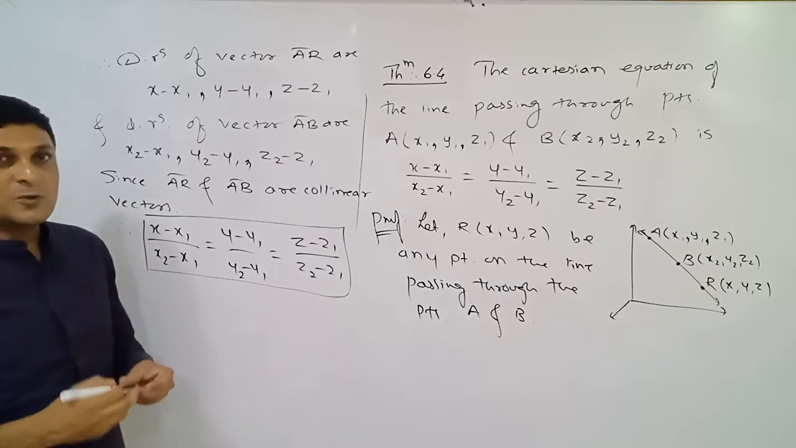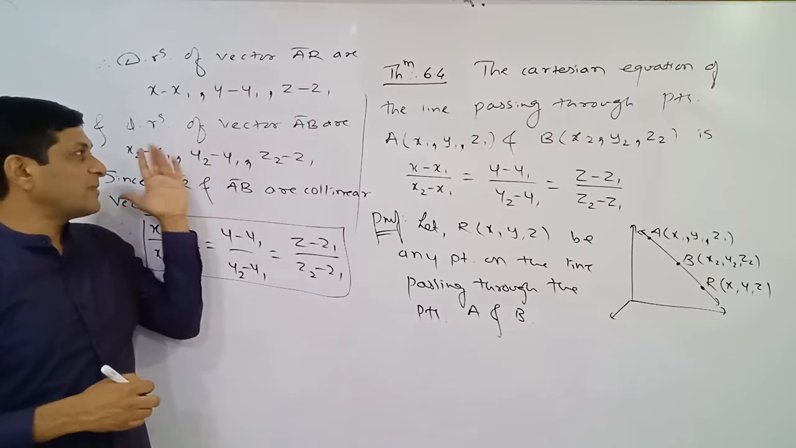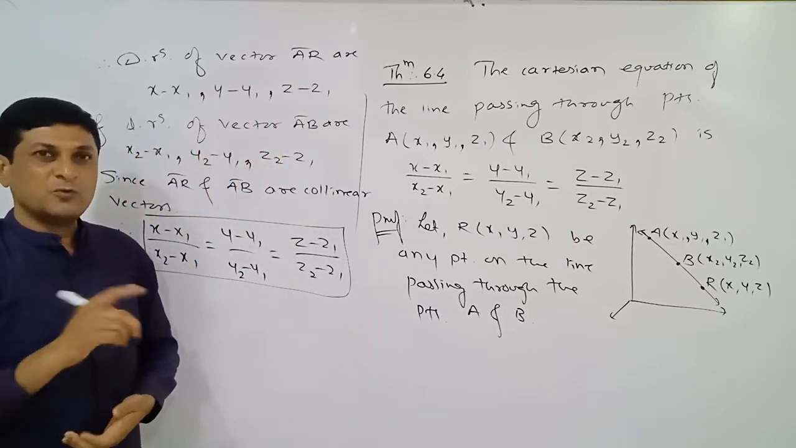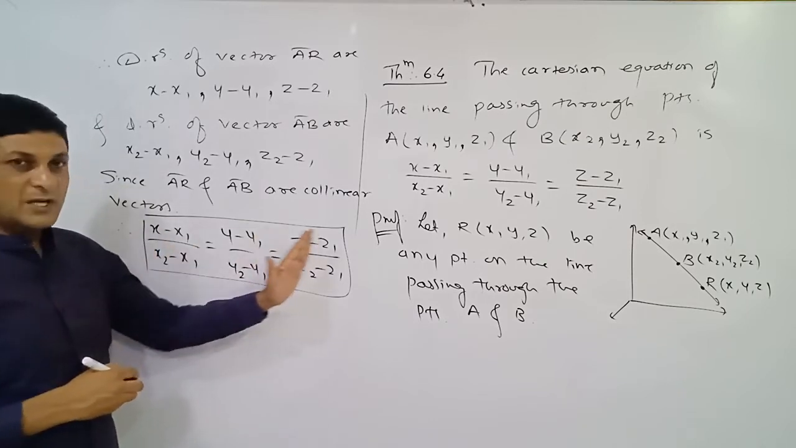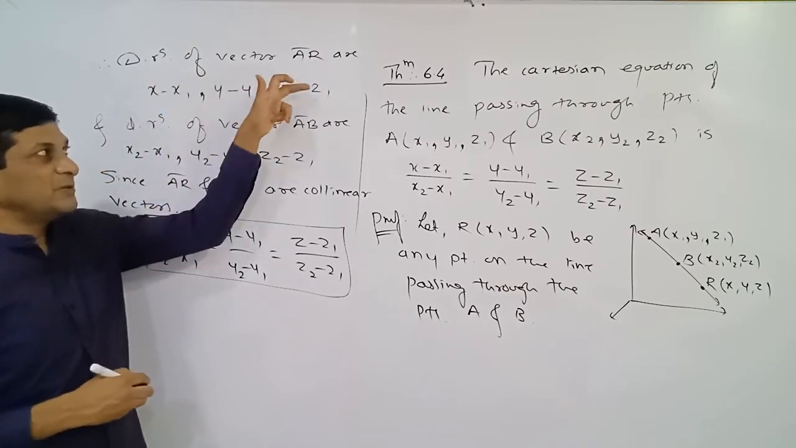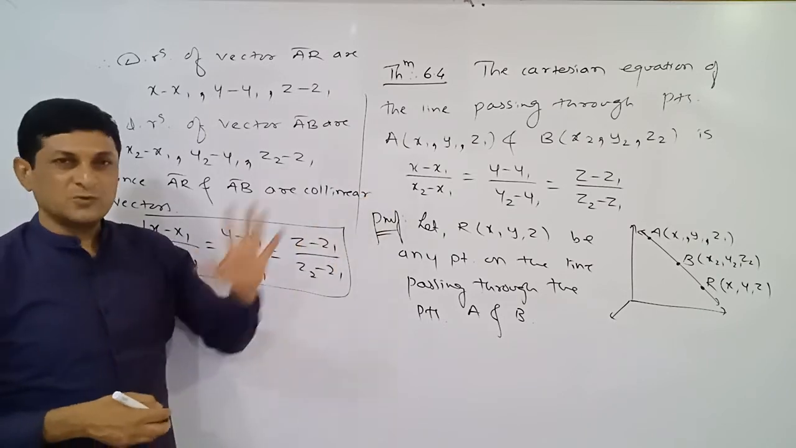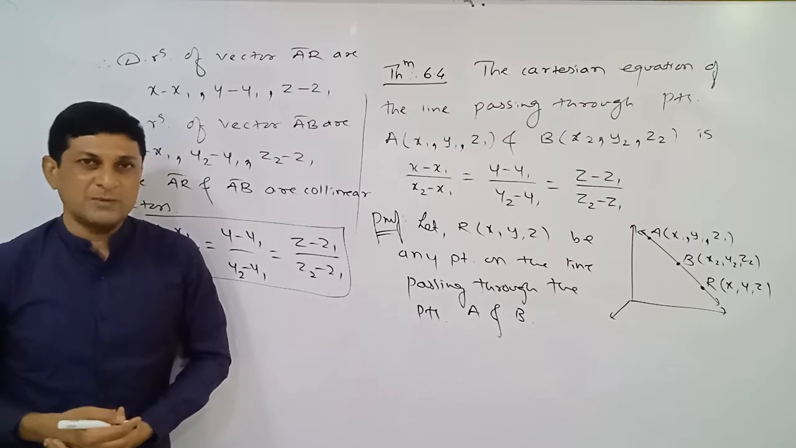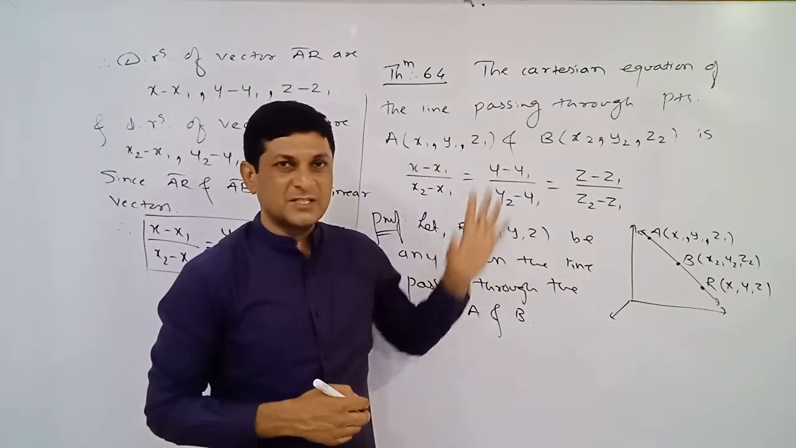If we denote the direction ratios of the first vector by a1, b1, c1 and the second vector by a2, b2, c2, then already in the last chapter we have seen that if two vectors are collinear, the direction ratios are in proportion, means their ratios are equal. That's why here we can say that a1 upon a2 is equal to b1 upon b2 is equal to c1 upon c2. And this is the required formula which we have to prove here. Applying this formula we are able to find the Cartesian equation of a line. This formula is applicable when coordinates of two points on the line are given to us.